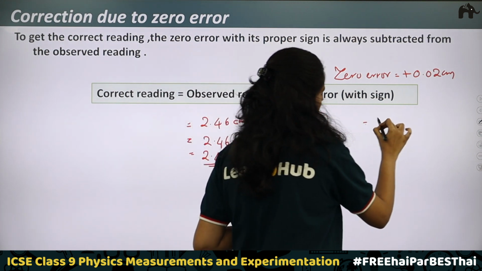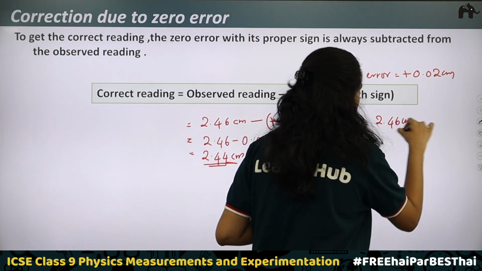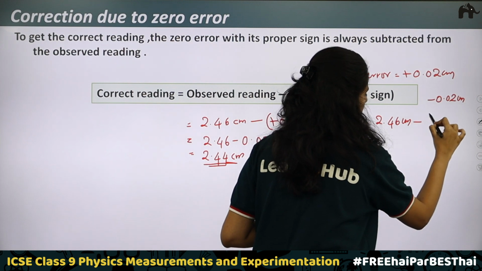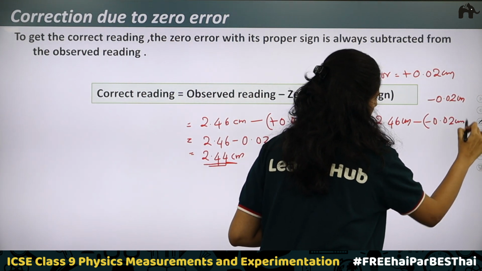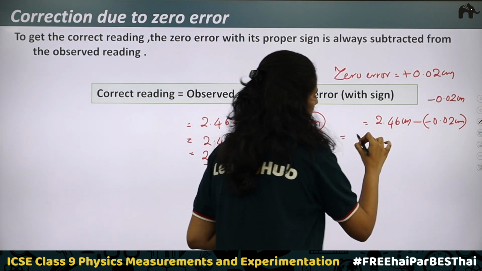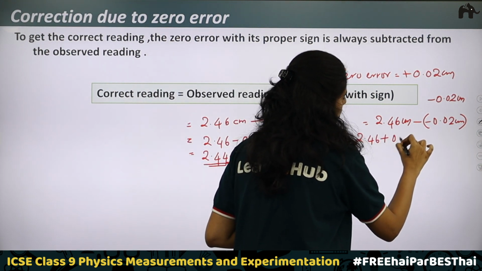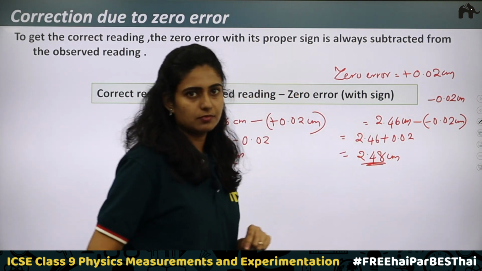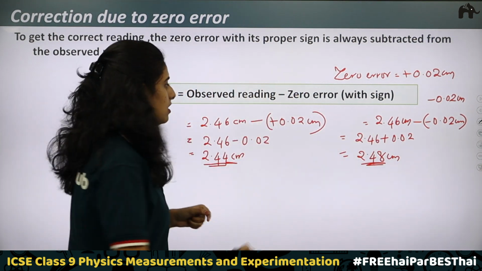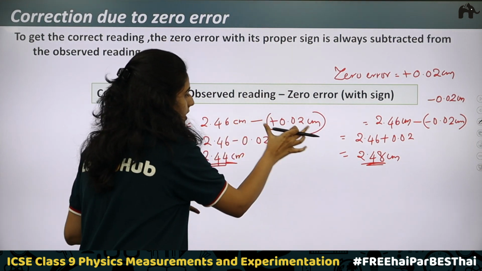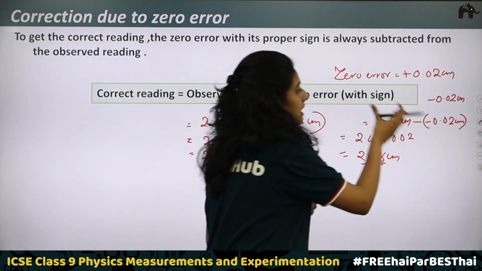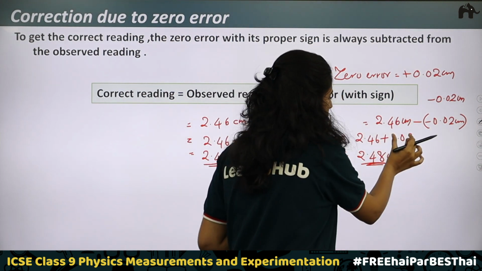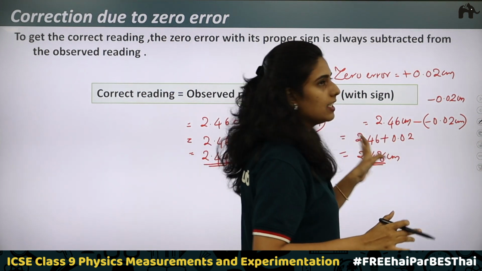Now, in the other case, the observed reading is the same, 2.46 centimeter, but the zero error is minus 0.02 centimeter. Then it is minus of minus 0.02 centimeter, since we have a negative zero error. That is 2.46 plus 0.02, which is 2.48 centimeter. This will be your correct reading. Clear? So when it is a positive zero error, there is a positive sign and you subtract this value from the observed reading. When it is a negative zero error, we have a negative sign, and with the minus sign it becomes positive, so the value is added to the observed reading, and you get the corrected measurement.